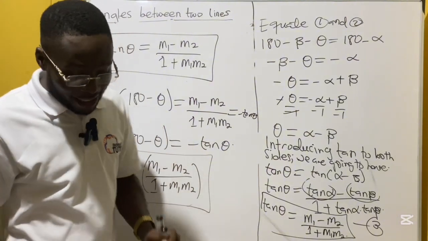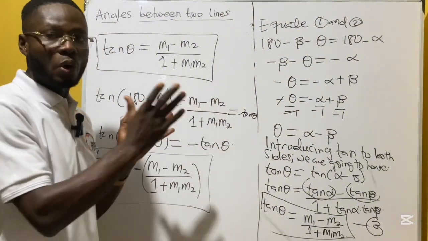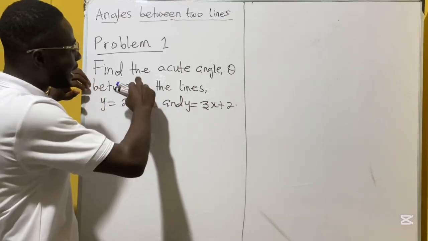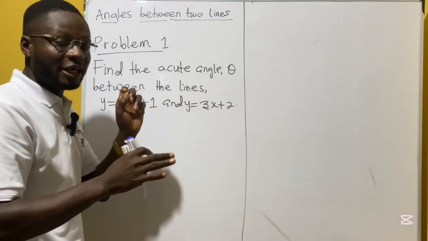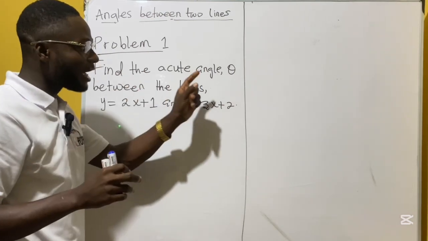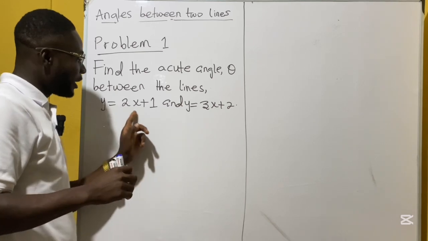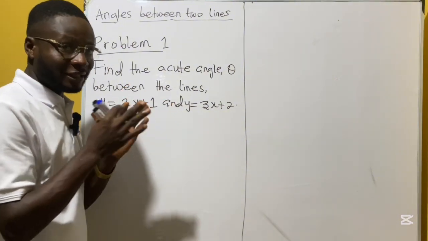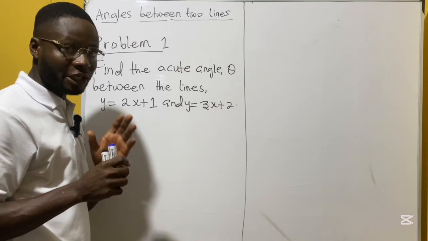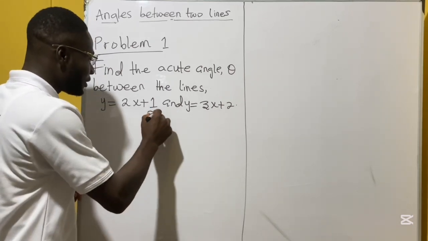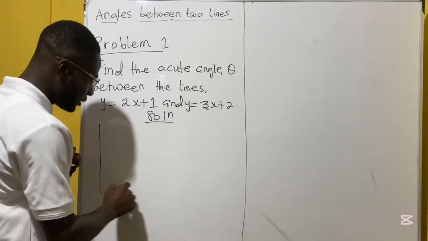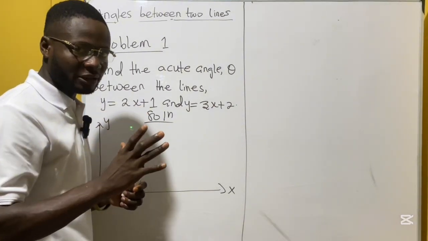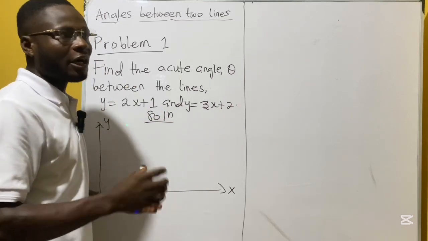All right, so let's take a problem to understand the whole concept that we just talked about. This is problem 1, okay? We want to find the acute angle. In here, it has been stressed to find the acute angle theta between the lines y equals 2x plus 1 and y equals 3x plus 2. As I said earlier, angles between two lines must be acute. Okay, so let's begin the process. Let's illustrate the information on the diagram. Geometry is such that it's not abstract. Everything we talk about can be illustrated.